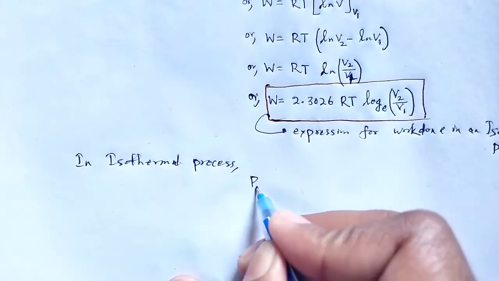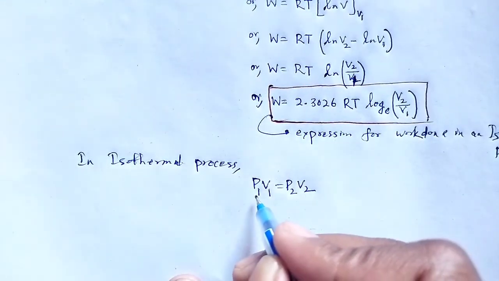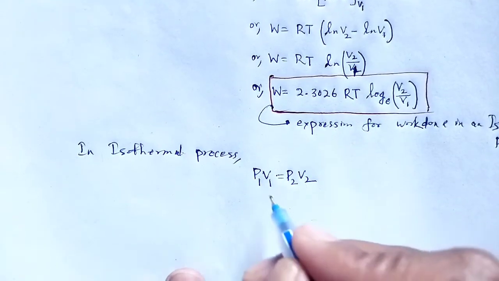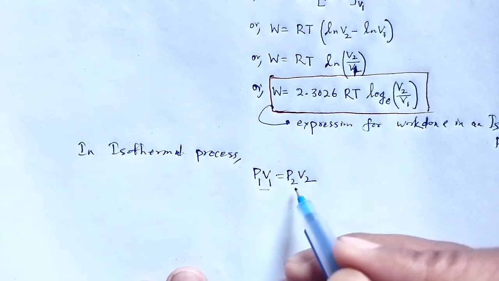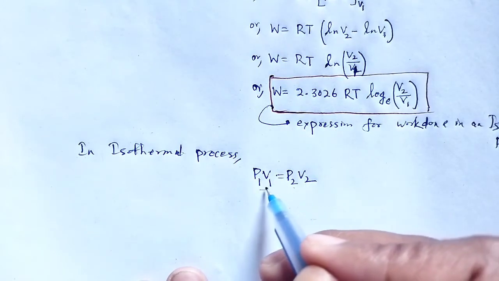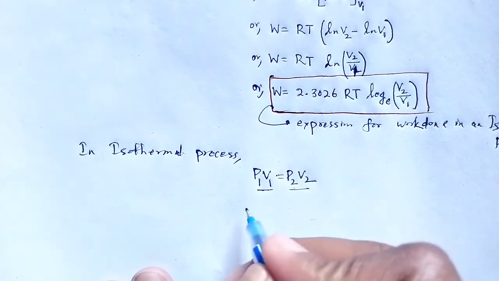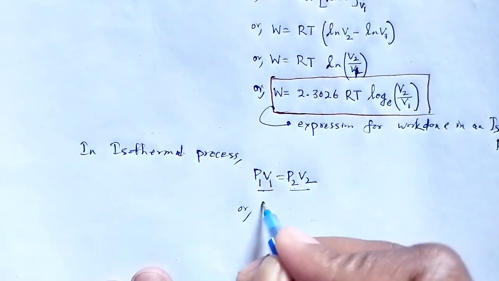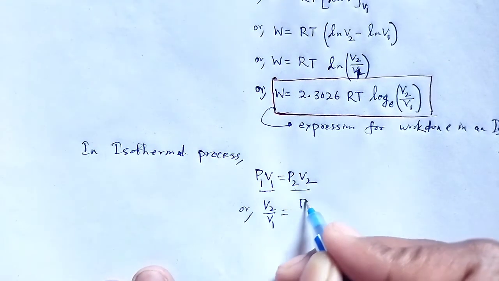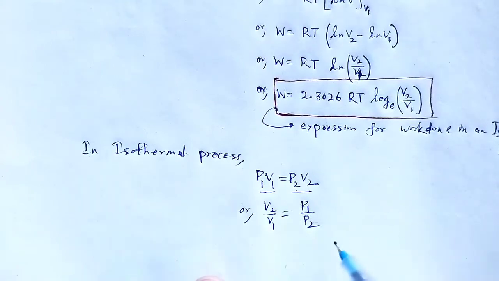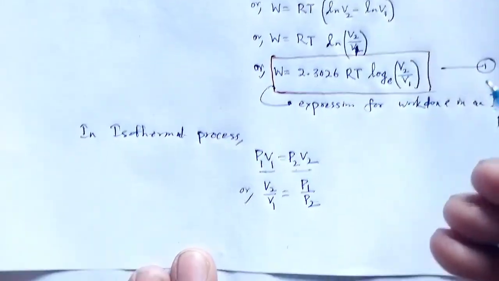You know P1 V1 is equal to P2 V2, means the product of pressure and volume will be constant. So the initial state pressure and volume are the same as the final state pressure and volume. Here V2 by V1 can be written as P1 by P2. Just substitute that in this equation, that is equation number 1.